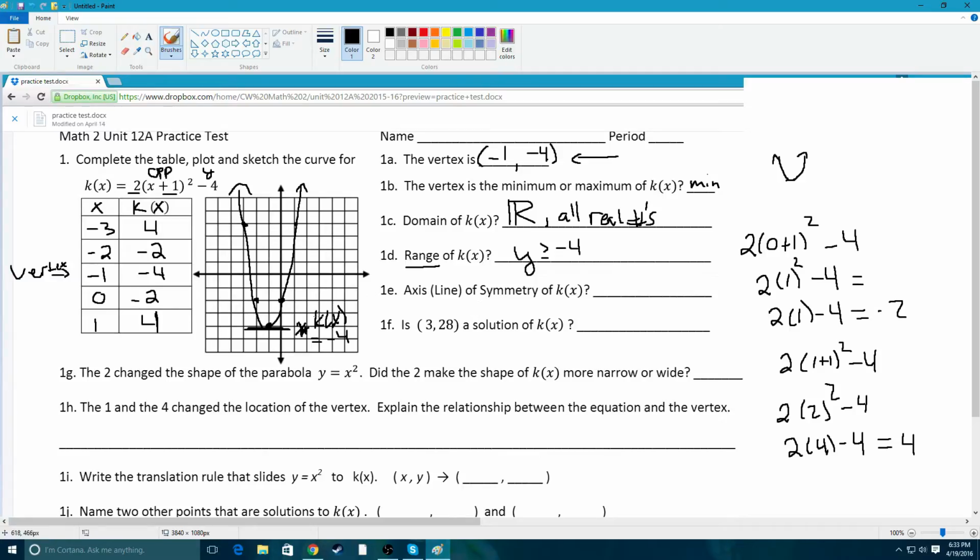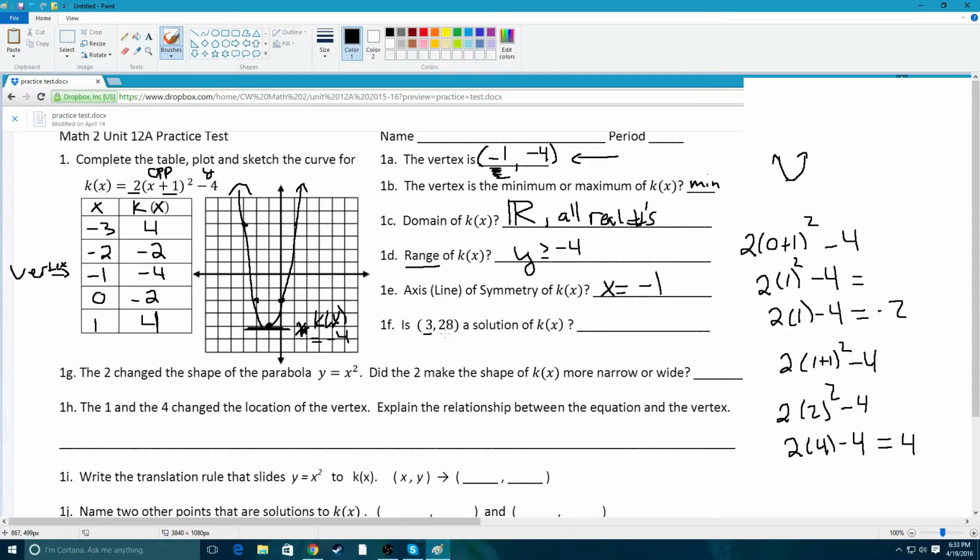Okay, the line of symmetry, the vertex, is where our graph kind of gets cut in half, like this. Okay, it gets cut into 2 even halves. That line is called the line of symmetry, and you can get that from x equals -1. You get the line of symmetry from the x coordinate of your vertex.